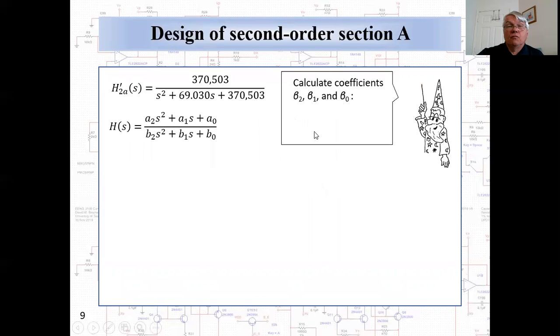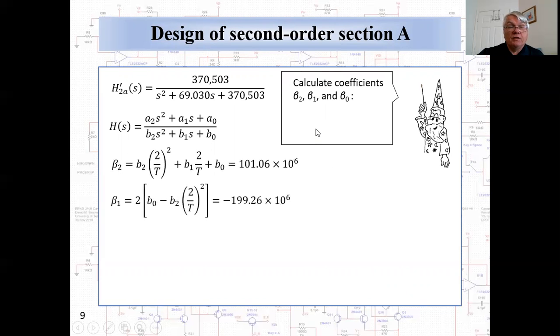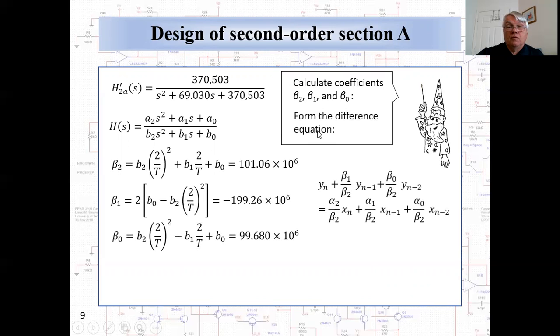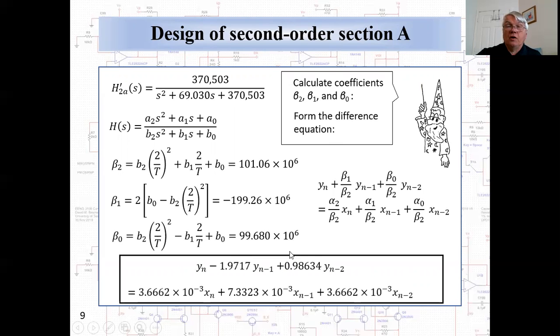And then we calculate the coefficients beta 2, beta 1, and beta 0. And we have the difference equation. Let's put numerical values in it. And there we have the difference equation of second order section A.